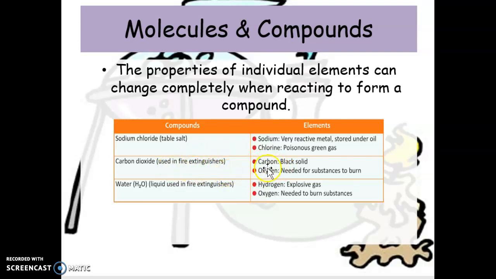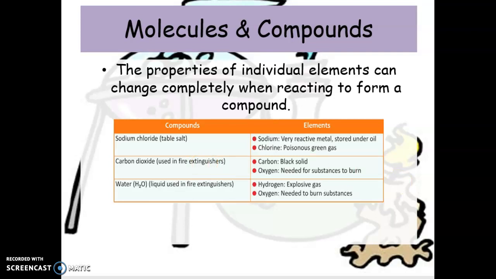Carbon dioxide is a gas, so even though you have a black solid in carbon, when it's combined with oxygen, it becomes a gas. And carbon dioxide is used in fire extinguishers to put fires out. So while oxygen on its own starts fires, when it's combined with carbon, it puts them out. So when the chemical reaction happens to change them from individual elements into compounds, it changes the properties of that compound as well. That's just an important little thing to note.